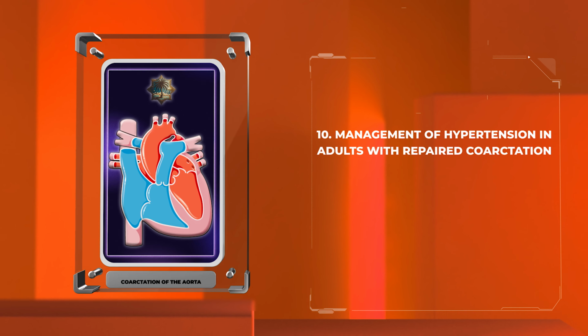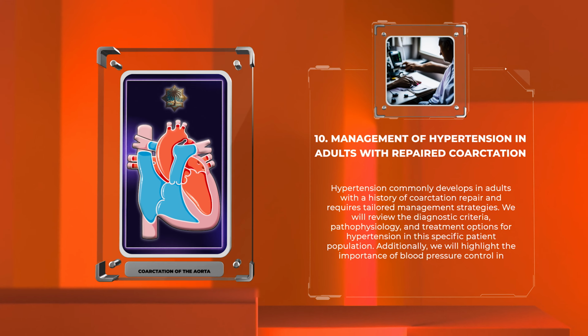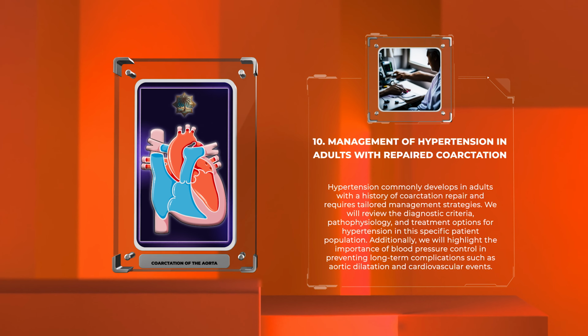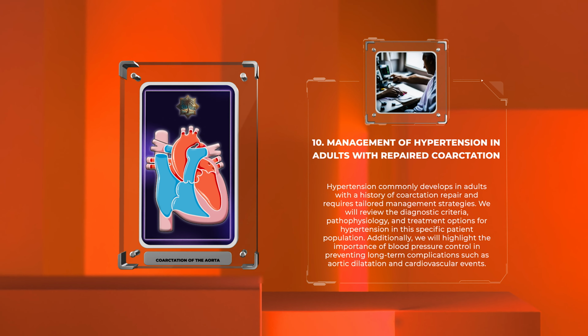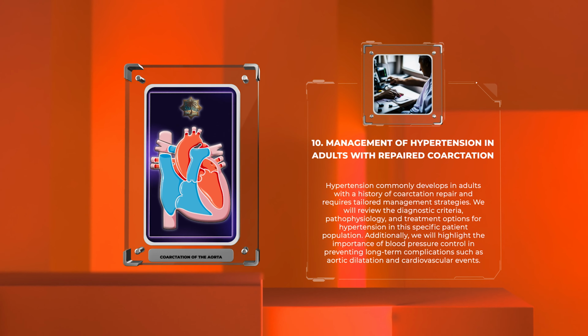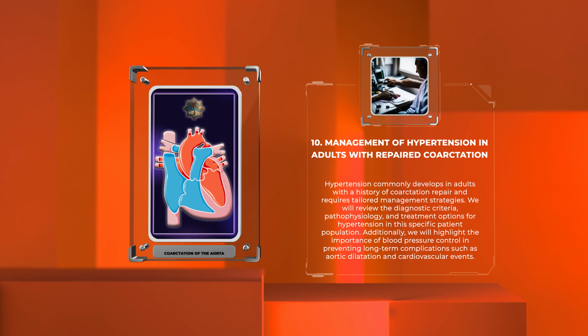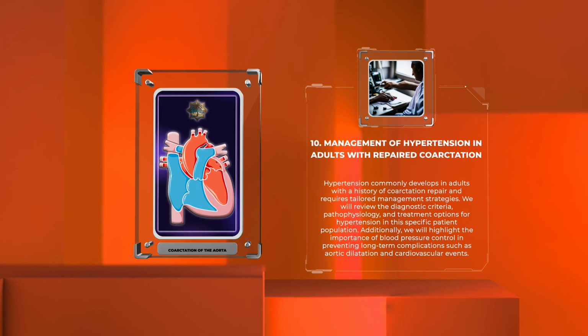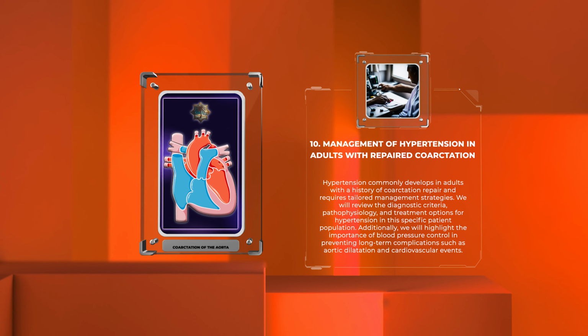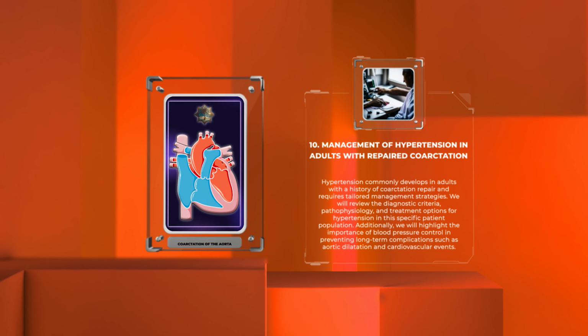Hypertension commonly develops in adults with a history of coarctation repair and requires tailored management strategies. We will review the diagnostic criteria, pathophysiology, and treatment options for hypertension in this specific patient population. Additionally, we will highlight the importance of blood pressure control in preventing long-term complications such as aortic dilatation and cardiovascular events.